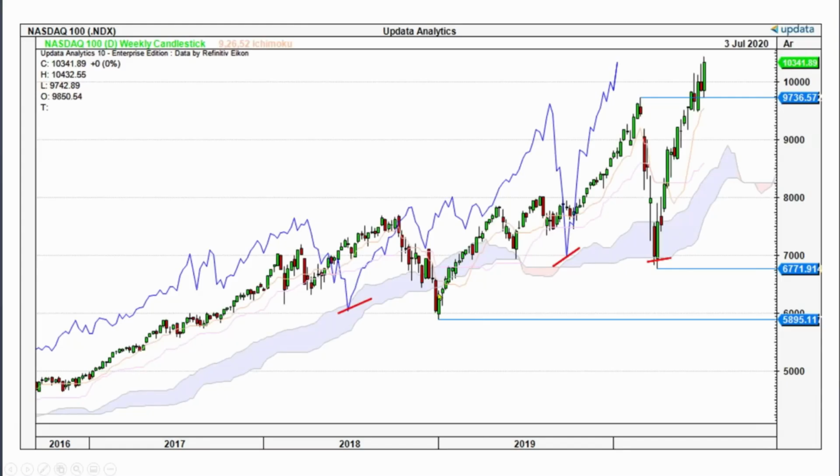And how do you deal with temporary breaches of the cloud? Yeah, so that's another great question. So here we have got a temporary breach. We had a couple of weeks at the beginning of 2019 where we were through the cloud on the price, but not on the lagging line.